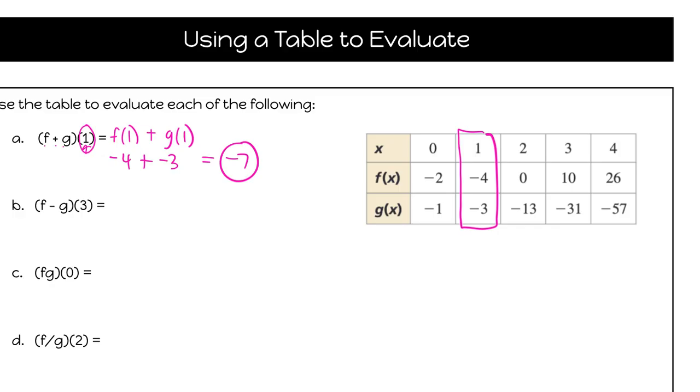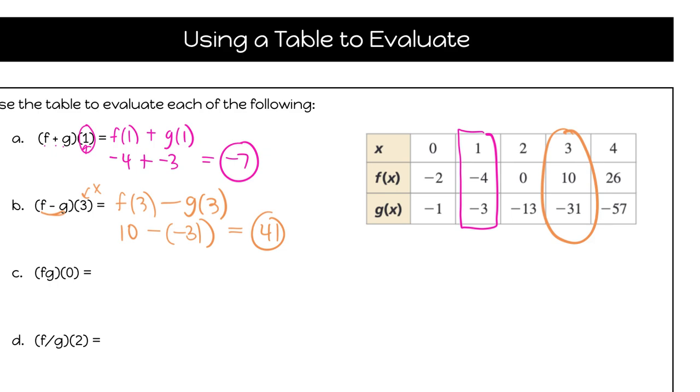The next one is we're subtracting the functions, and we're looking at x when x is 3. So this would be f of 3 minus g of 3. I'm looking over here this time. f of 3 is 10, and then g of 3 is negative 31. So we're doing 10 minus negative 31, which would turn into addition there. That's going to be 41.